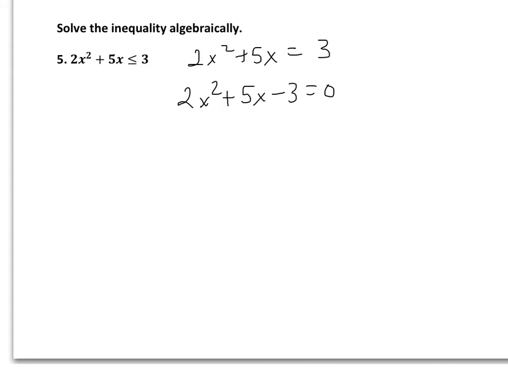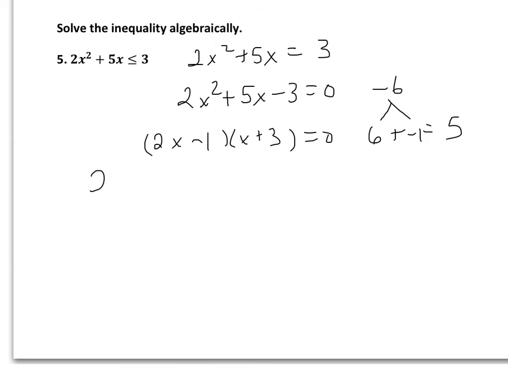Now this is where you have to do a times c, which is -6. Check to see if it can be factored. They add to equal 5. So +6, -1. So then you have 2x and x. 2 times what equals 6? +3. 1 times what equals -1? -1.